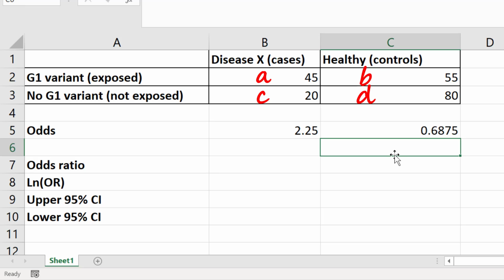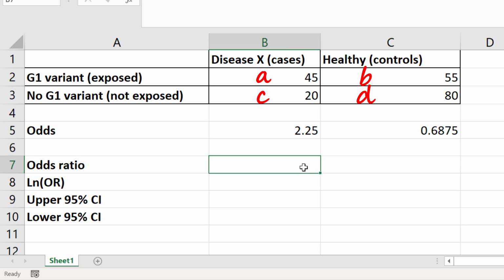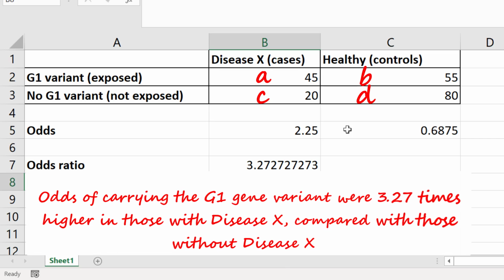Finally, to calculate the odds ratio, simply divide the first odds by the second. So, in a new cell, I will enter equals, click on the cell with the first odds, divided by the cell with the second odds, and press enter. So the odds ratio for this example was 3.27. But what does this mean? In this case, we can say that the odds of carrying the G1 gene variant were 3.27 times higher among those with disease X, compared with those without disease X.